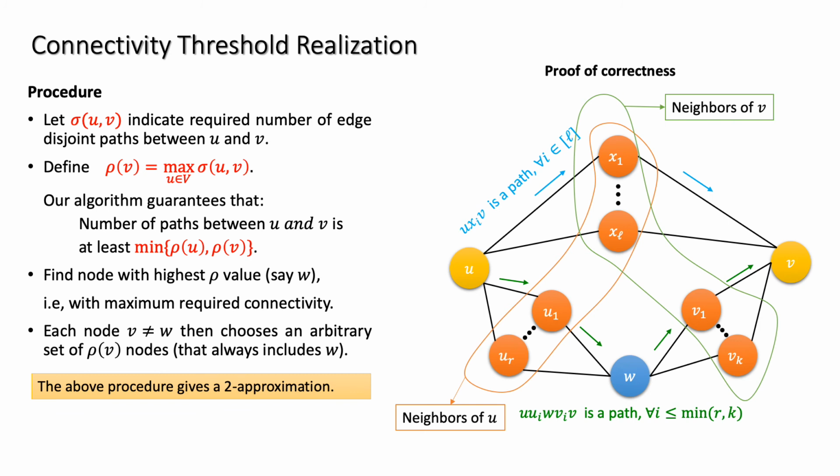In total, we have at least the minimum between the degree of U and V paths. But since we guaranteed the degree of U and V to be at least rho U and rho V respectively, this means that there are at least the required number of paths between U and V. Thus concluding the proof of correctness.